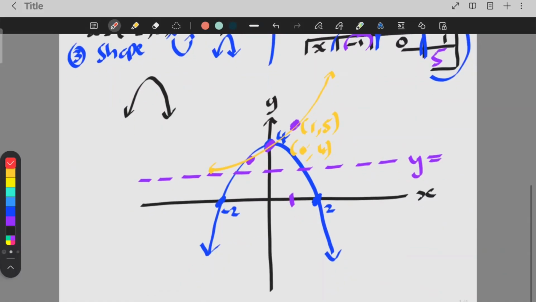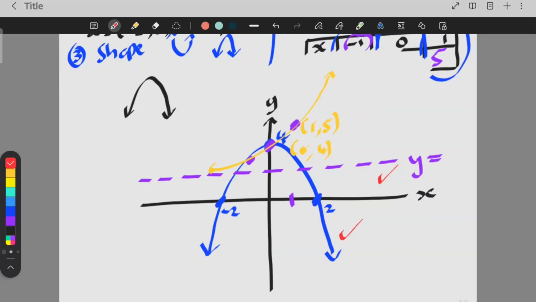So how do we mark it? Let's see. For the intercepts, if you have your x-intercepts and your y-intercepts, so this and that, you get a mark. Then for the shape, if you have a sad face, this is for the parabola, you get a mark.